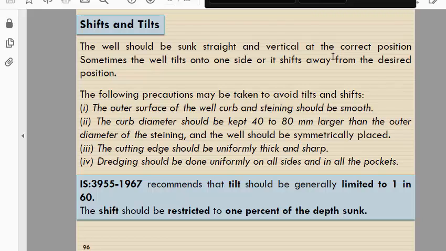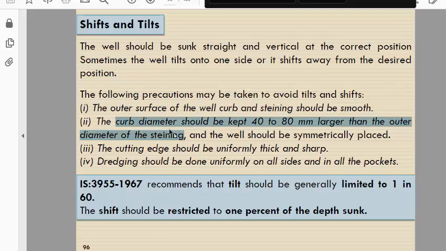So first of all, shifts and tilts. The well should be sunk straight and vertical at the correct position. Sometimes the well tilts onto one side or shifts away from the desired position. So what precautions are taken against shifts and tilts? First, the outer surface of the well curb, the lowest portion of the well foundation, and the steining should be smooth. Second, the curb diameter should be kept 40 to 80 millimeters larger than the outer diameter of the steining. This is the recommendation of the IS code.